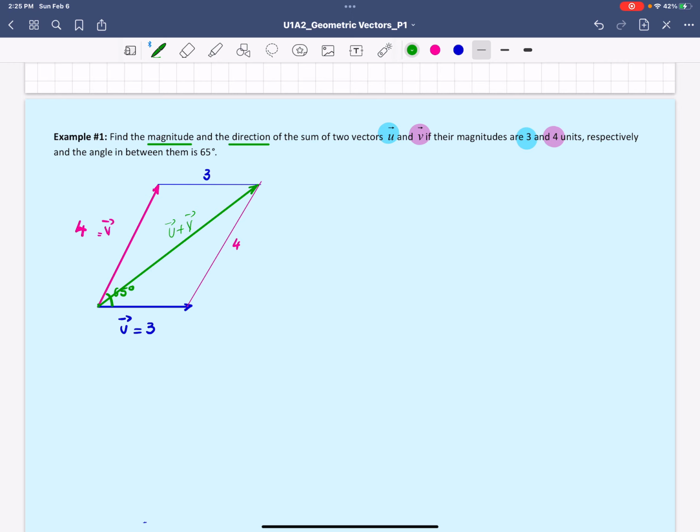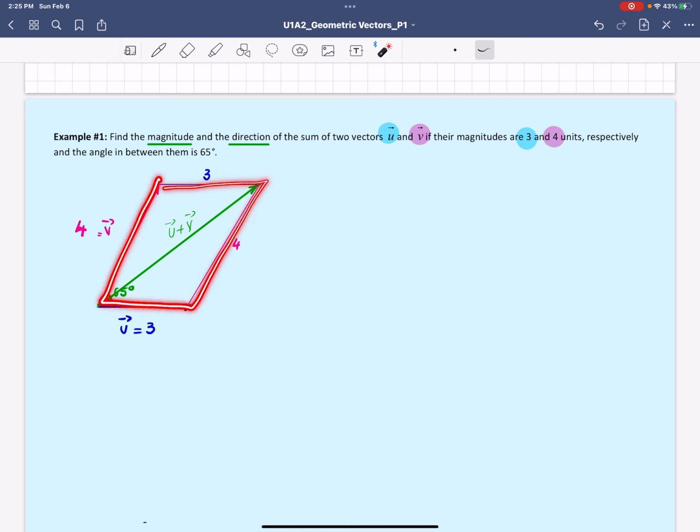Again, whenever we start a solving process, especially in geometry, what we want to do is take a second look at the diagram that you've just created and see if there are other numbers or measurements you can easily identify without too much work. For example, angles in the shape. So remember, this is a parallelogram.